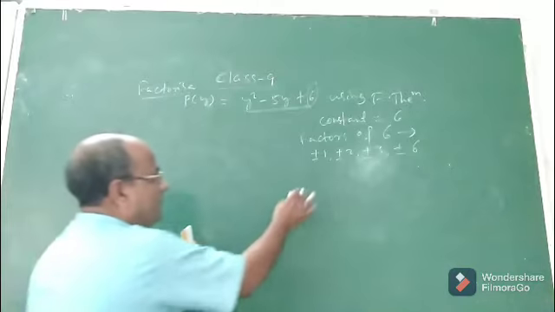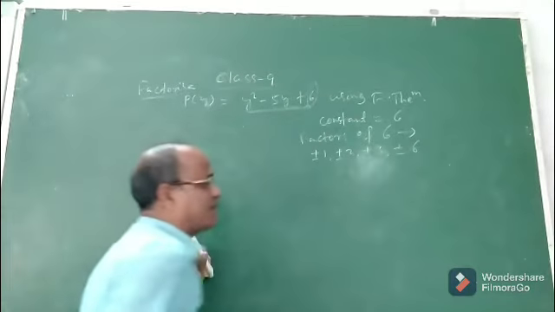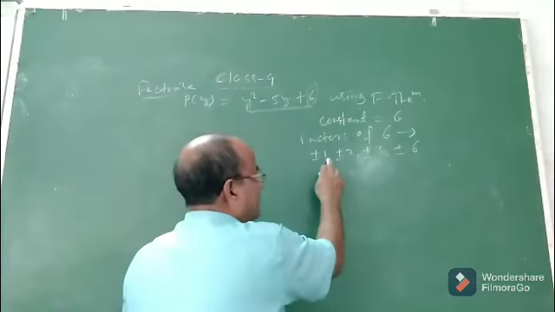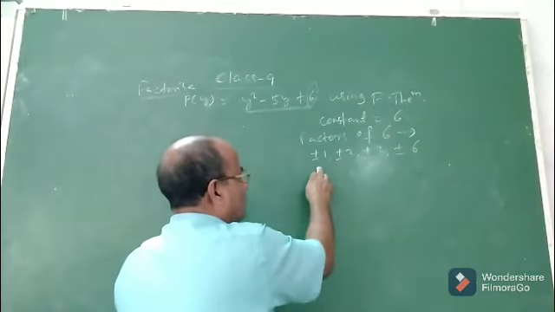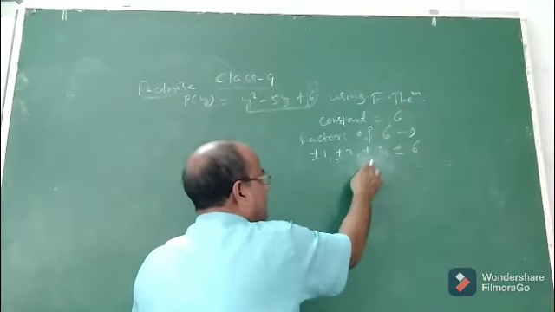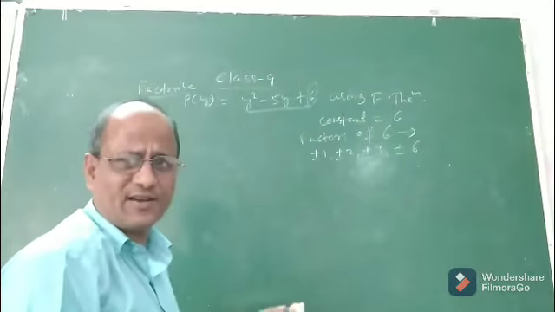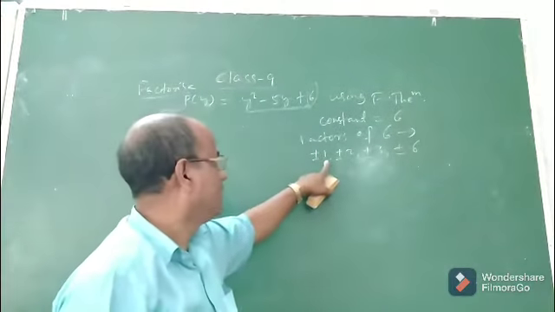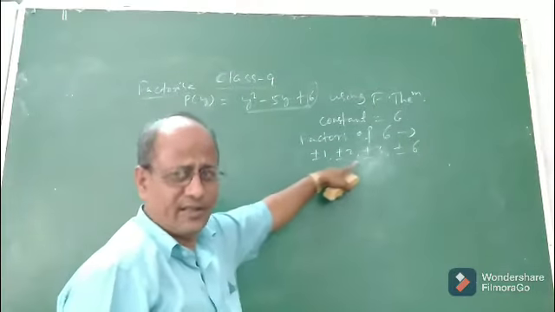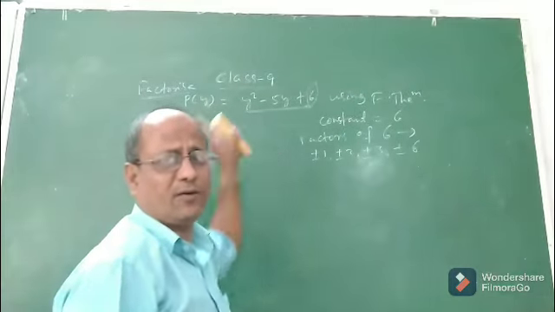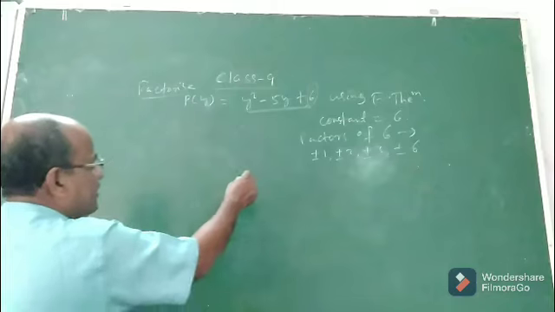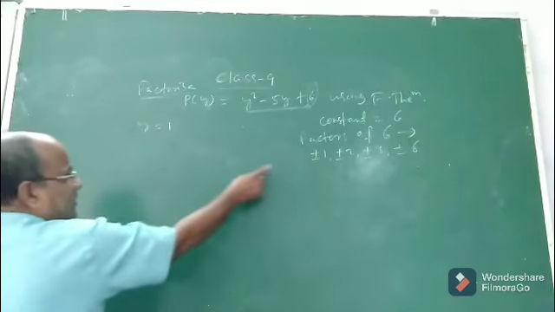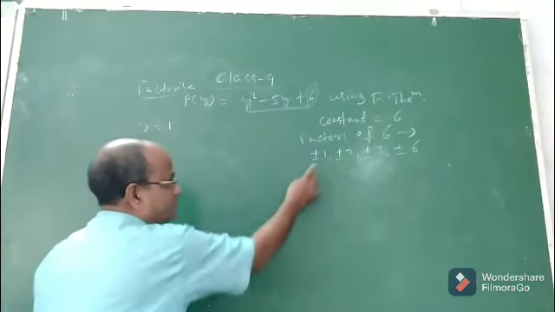After finding all the factors of the constant, what is the next step? The next step is, for each value, for plus 1, minus 1, for plus 2, minus 2, for plus 3, minus 3, like this, you have to test and find for what value of y, for what values of these factors, the value of the polynomial is 0. Now take y equal to 1. These are the factors of the constant.